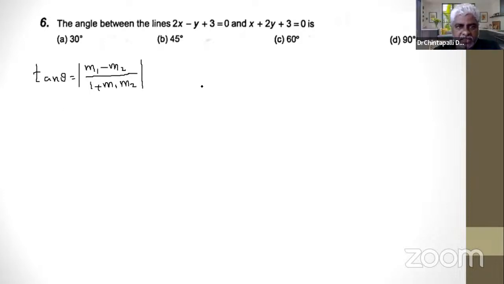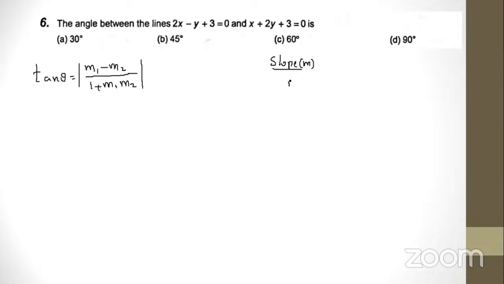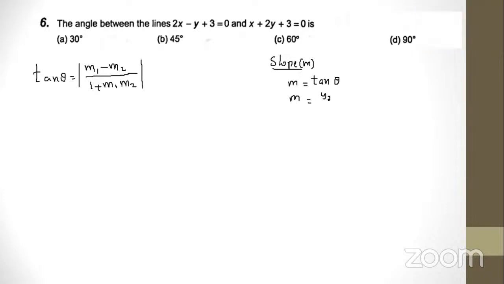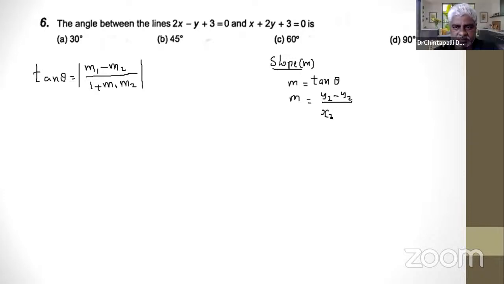And how to find the slope when an equation is given? These are the main formulas to find slope. One formula for slope is m equals tan theta, that means the tan value of inclination. If inclination is known, we can find slope by using m is equal to tan theta. Another formula for slope is (y2 minus y1) by (x2 minus x1).